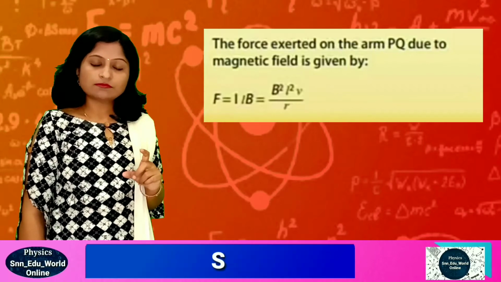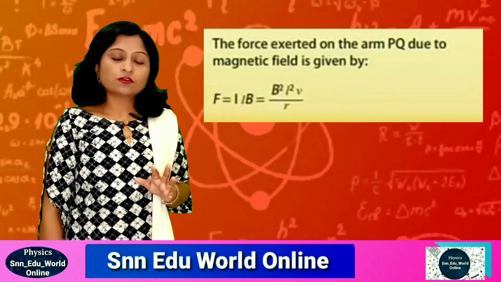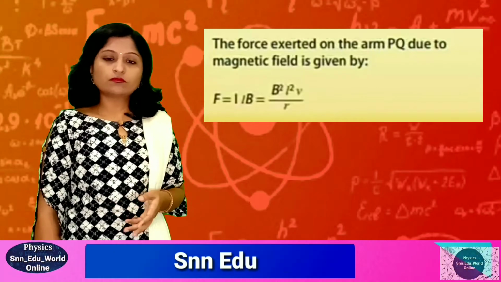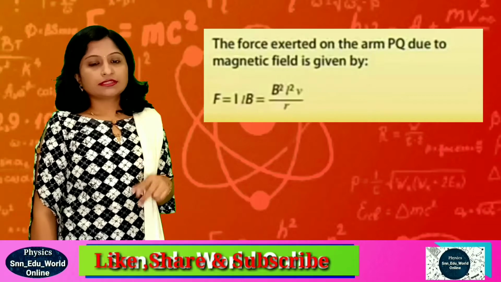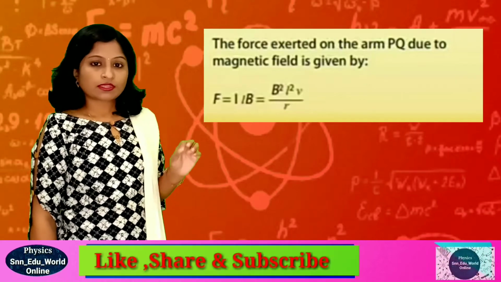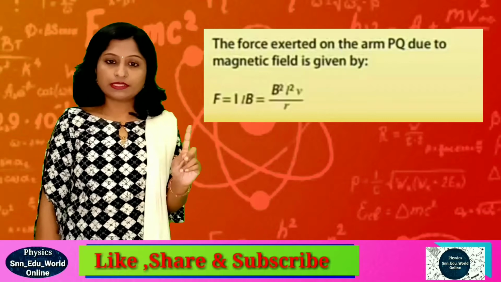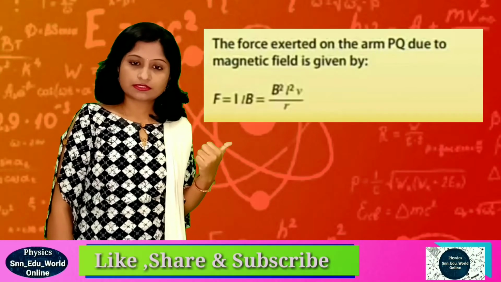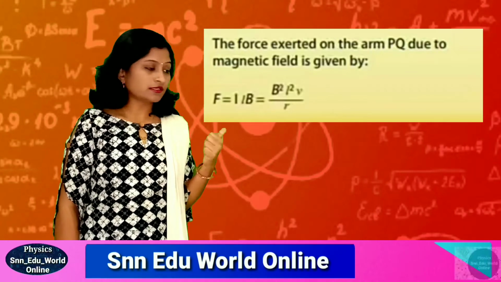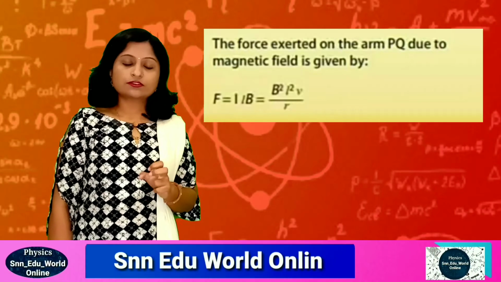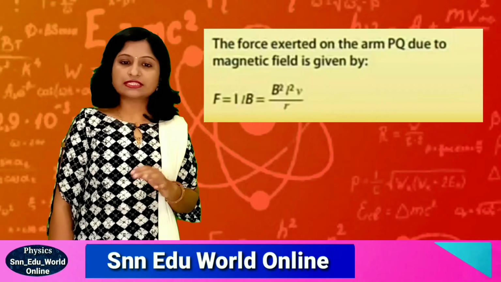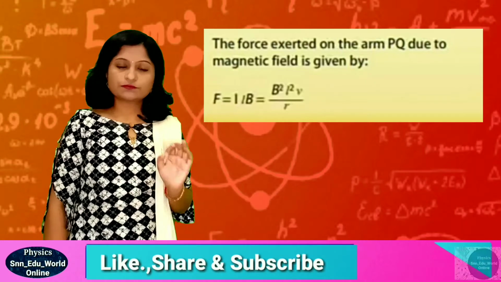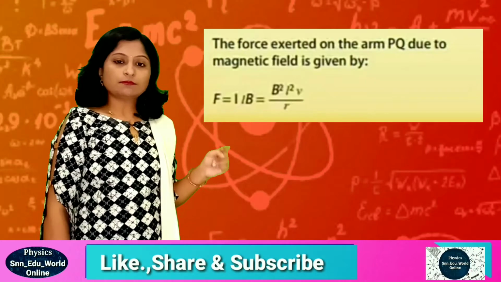Now the force exerted on the arm PQ, the movable arm, due to the magnetic field: magnetic field will also exert a force on the moving side PQ. That force is given by F is equal to ILB. I is the current through the coil, L is the length of the side on which the force is acting, B is the magnetic field. Actually the formula is ILB sin theta, but here the field is perpendicular, so sin 90 is 1. So force is only ILB.